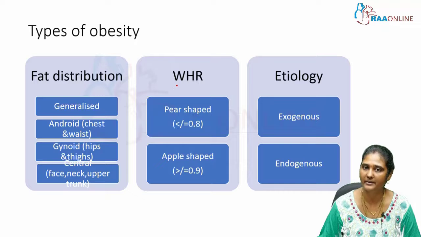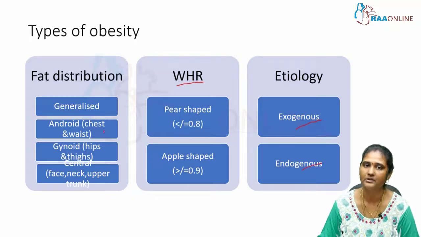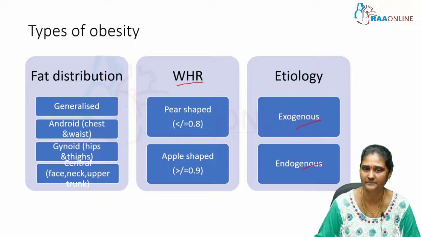And also based upon the waist-hip ratio. As I already told, the waist-hip ratio is waist circumference divided by hip circumference. If it is less than or equal to 0.8, it may be pear-shaped, and apple-shaped means it is more than or equal to 0.9. And based upon the etiology, whether it is exogenous or endogenous. Exogenous is mostly a nutritional cause. Endogenous is an underlying medical condition. So, based upon the fat distribution or waist-hip ratio and etiology, we can classify the type of obesity.